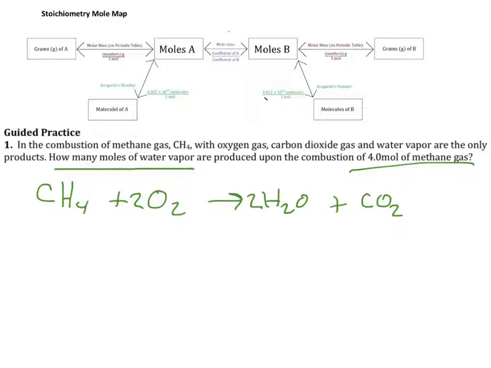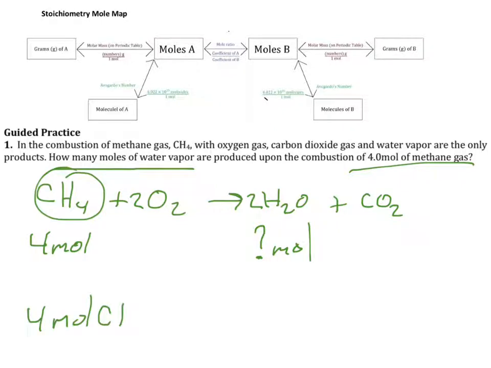Now the question is, if we have 4 moles of methane, which methane gas is CH4, how many moles of water are produced? And I hope you see that the answer is going to be 8, because this is a 1-to-2 ratio. But let's go ahead and write it out so we can learn how to set this up. The way you set this up is just like how we set up the mole problems before. Step 1 is to write what's given to you. We are given 4 moles of methane.